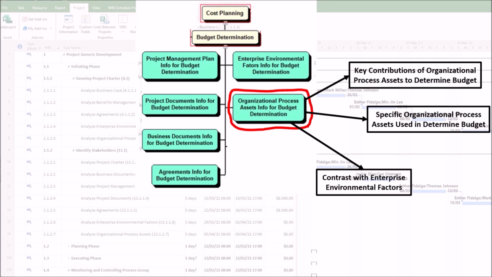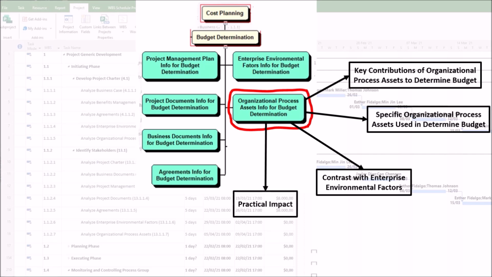3. Contrast with enterprise environmental factors. While enterprise environmental factors, such as market conditions and regulatory requirements, set external constraints, organizational process assets are internal tools that empower project teams to work within those constraints efficiently. For instance, an enterprise environmental factor might mandate adherence to tax laws, but an organizational process asset provides the template to calculate tax liabilities in the budget.